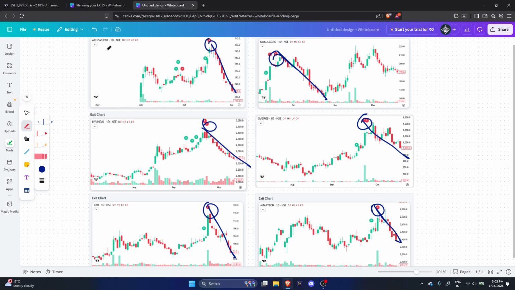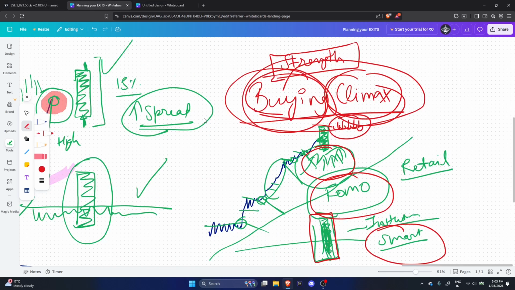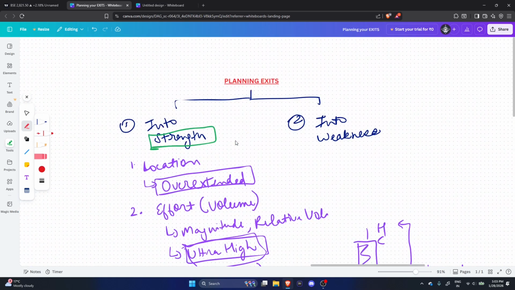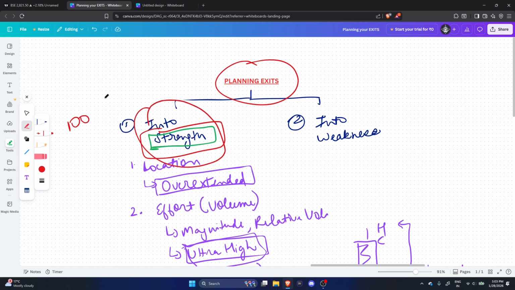So we have covered just the strength part, which was planning your exits when the market is in strength. So let's say we were holding 100 shares. Whenever you see a buying climax, when the stock is in strength, maybe you book 40. And the remaining 60 you wait for weakness.